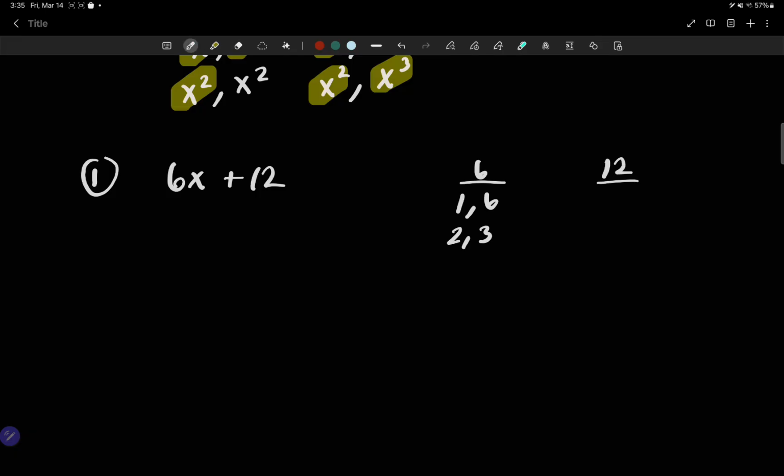Now, I'm going to look at 12 and say, well, we already did factors of 12. That was 1 and 12, 2 and 6, 3 and 4. So of those, what is the largest factor they have in common? Well, that's going to be the 6. So I know that I'm going to factor out a 6 from both of these terms.